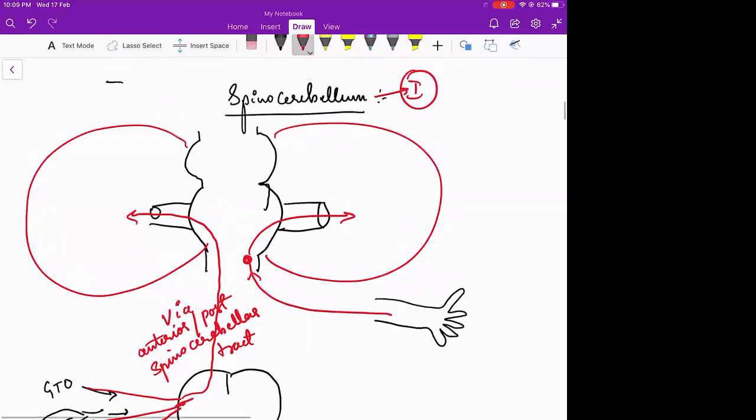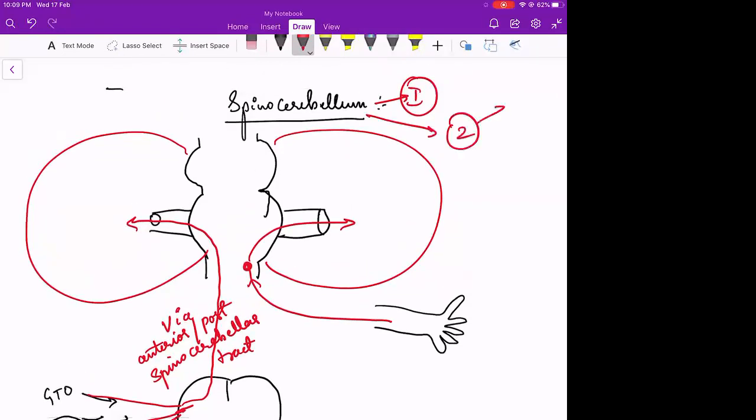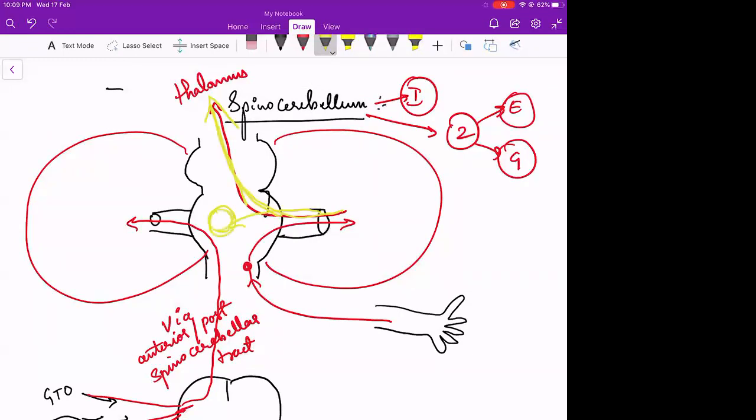Here the spinocerebellum has two nuclei, that is emboliform and globose. These two nuclei give out the output fibers, which give rise to two tracts. One supplies the thalamus, and one supplies the red nucleus. It will go down as the rubrospinal tract, which is responsible for gamma motor neuron activity, which controls the intrafusal fibers in the muscles.